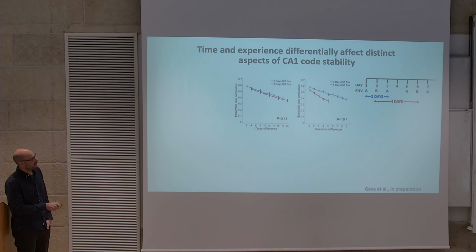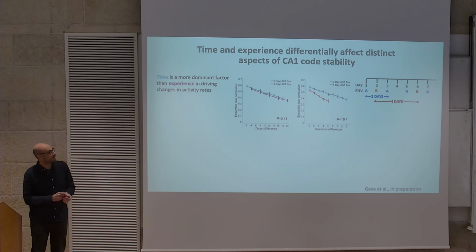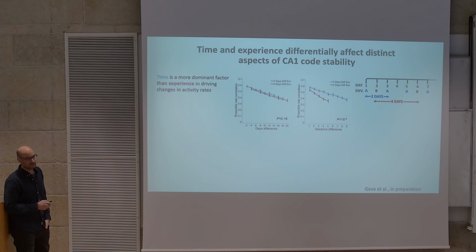And indeed, if we plot the same data now as a function of the elapsed sessions difference, we can see the separation between the curves. So for example, a session difference of 5 translates into a 10-day difference for the environment that was visited every 2 days, and a 20-day difference for the environment that was visited every 4 days. And you can see that the more elapsed time, the more dissimilar the code is. So this suggests that time is a more dominant factor than experience in driving changes in activity rates.